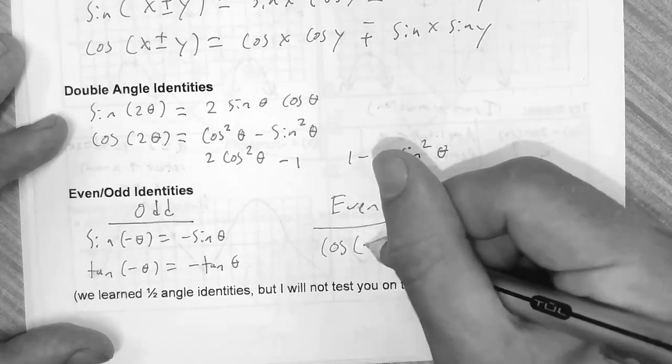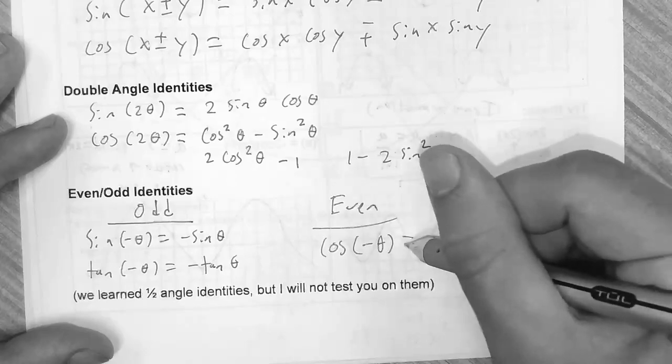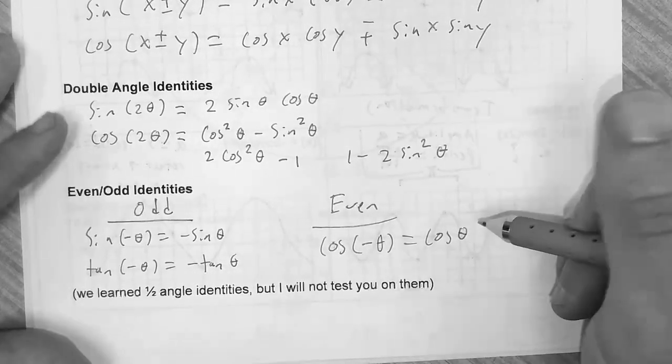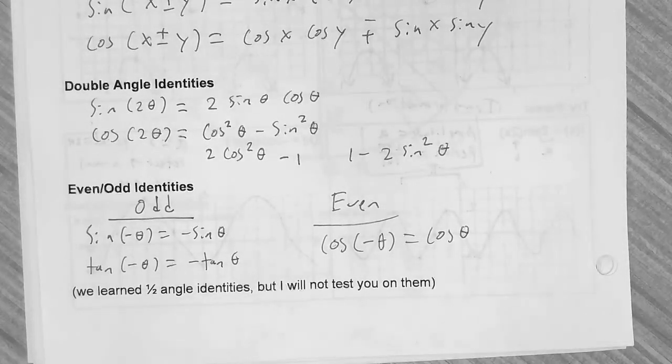I remember this. This is just the application of odd and even functions: sine of negative theta is the same as negative sine theta, and cosine of negative theta is the same as cosine theta. It's just saying that they're symmetrical about the y-axis or symmetrical about the origin.